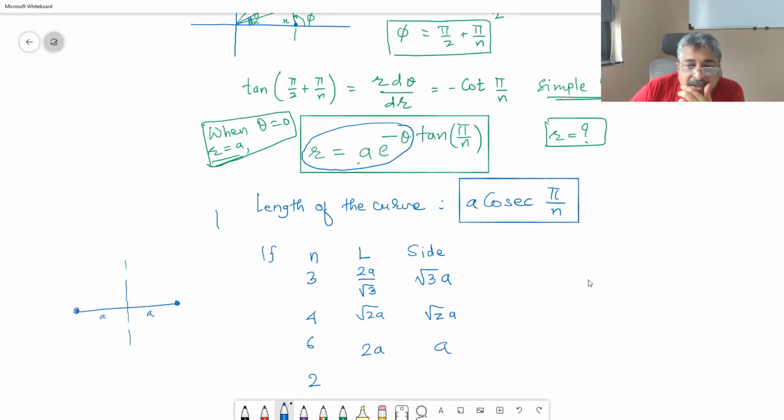Sine pi by 2 is 1, and therefore length is a. Okay. And what is the side of this regular polygon with two sides? A by 2. I mean, that doesn't make sense. This does not make sense. But we get it. They have to travel half the distance if it is a two-sided regular polygon.